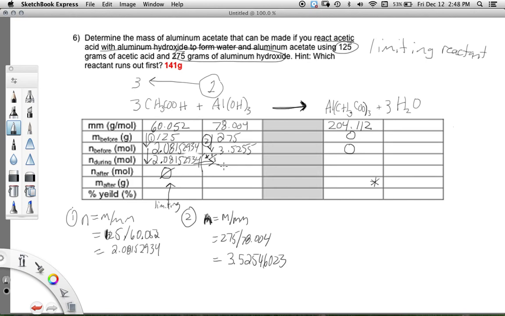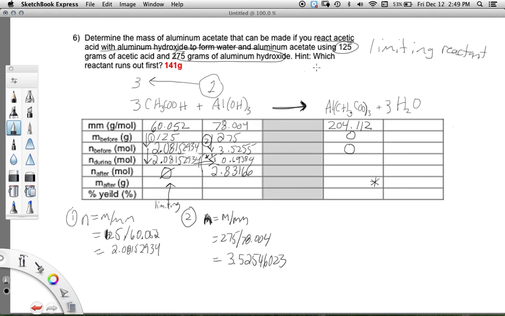Alright, let's do this. 2.08152934 times 1 divided by 3 gives me 0.6938 moles. Well, if I had 3.5255 and I used up 0.69384 during the reaction, I'm left with 2.83166 moles afterwards.